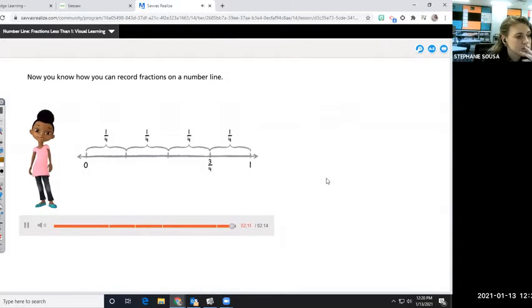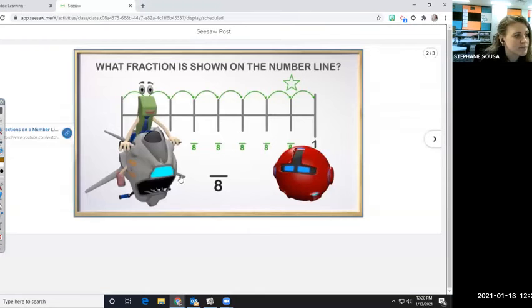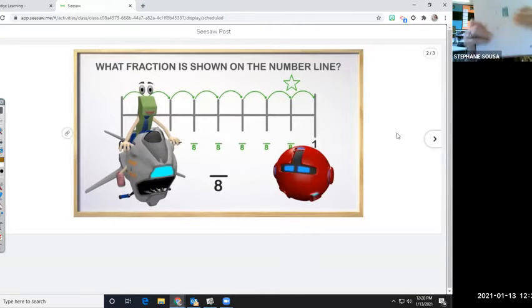Now you know how you can record fractions on a number line. All right, so let's get to it, okay? Fractions on a number line. I want you to grab that notebook. We're going to add some notes here, okay? If you have your notebook, we're going to take these notes together. If you do not have your notebook, remember, I am going to upload these to Seesaw, and when you get your notebook, you can add the notes there, okay?